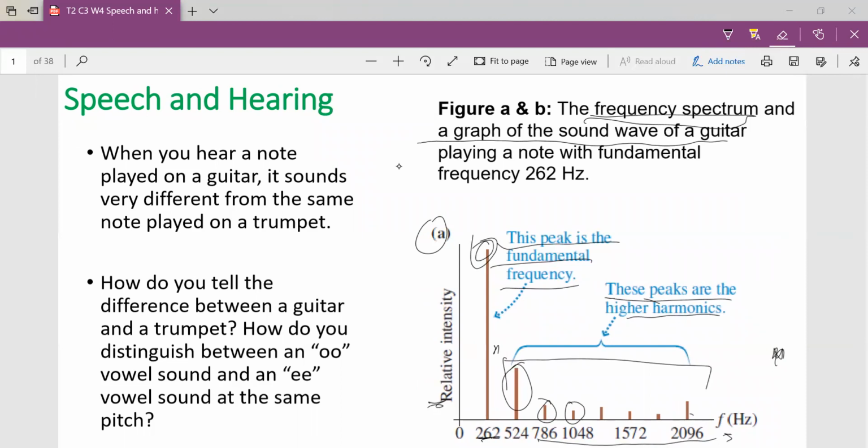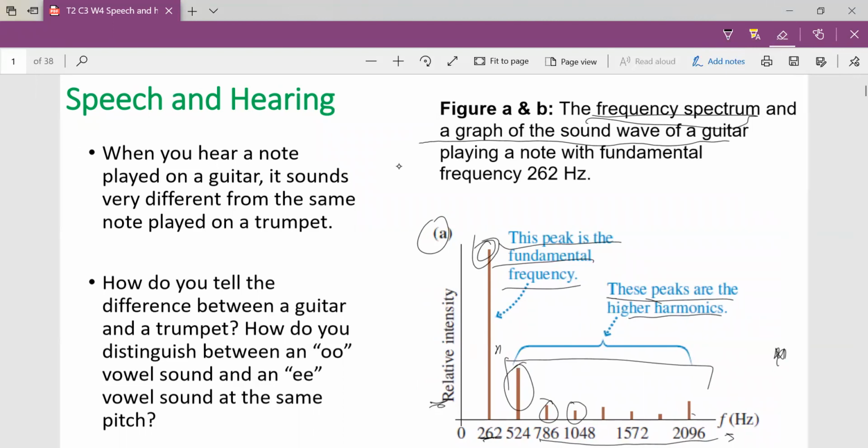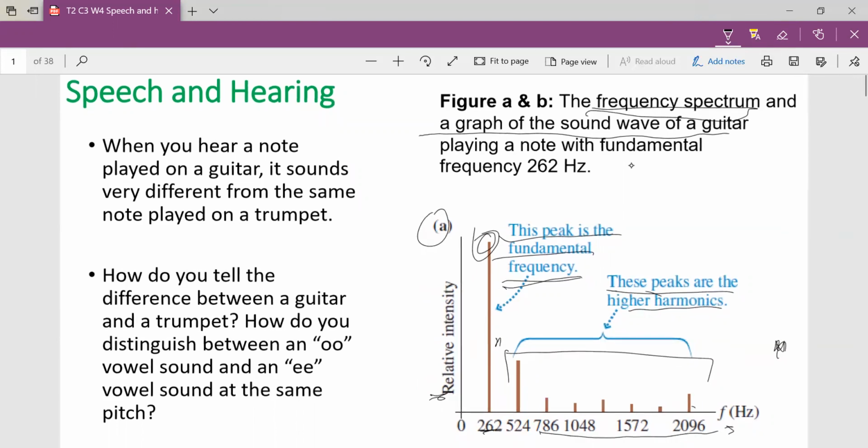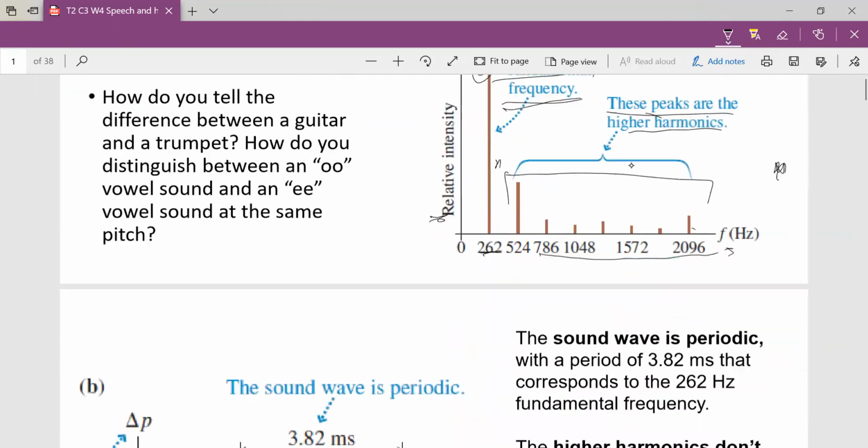So when you hear a sound, it appears to you as a distinct sound, but it's actually a mixture of a spectrum of frequencies, although it is the fundamental one that distinctly comes to your hearing. So let's see the second graph, which is the graph of the sound wave of the guitar that is playing the instrument at this frequency.